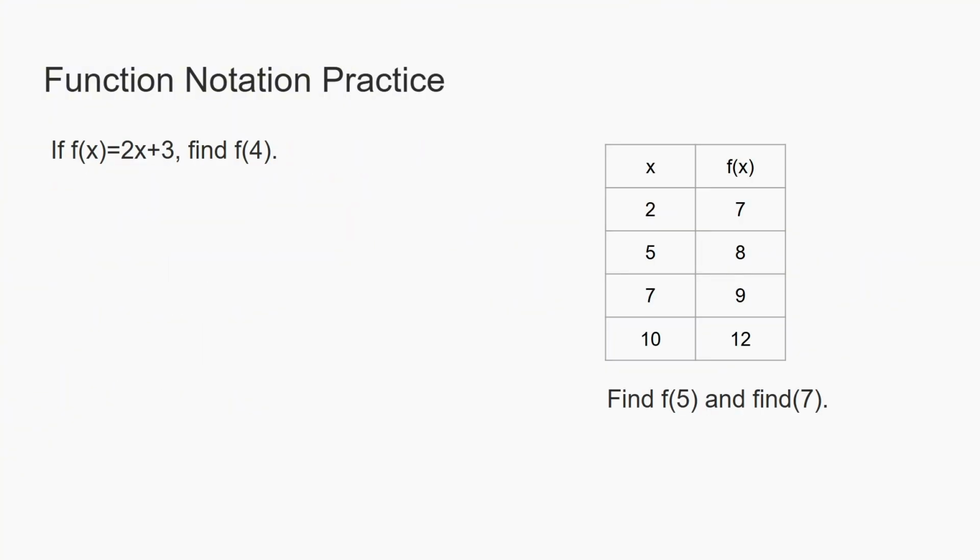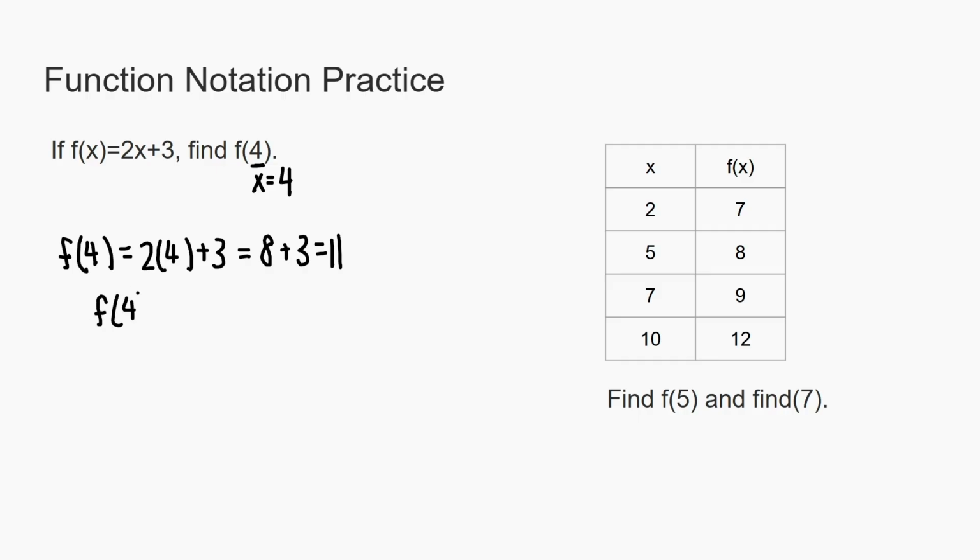Now, let's do some practice for function notation. Our question is, if f of x equals 2x plus 3, find f of 4. Now, what does f of 4 mean? F of 4 means that x is going to be equal to 4 in this case. So we plug in 4 for x. So f of 4 is equal to 2 times 4 plus 3. This gives us 8 plus 3, which is 11. So f of 4 is equal to 11. And like we discussed before, the ordered pair for this would be (4, 11).